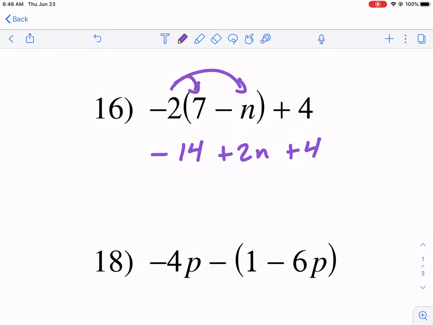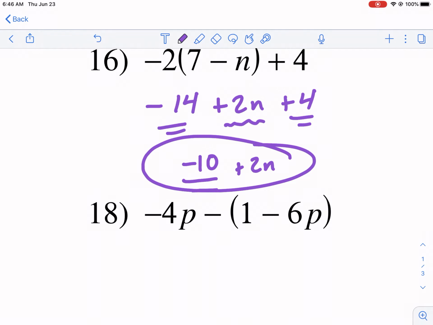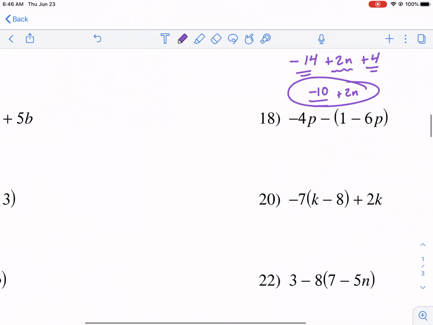And now I'm just doing the same process. I'm identifying my numbers, and I'm identifying my variables. I only have numbers to combine here, and that gives me negative 10. And then I have my variable, plus 2n, and that's going to be my final answer. Let's go to another one. I want to jump to 18.